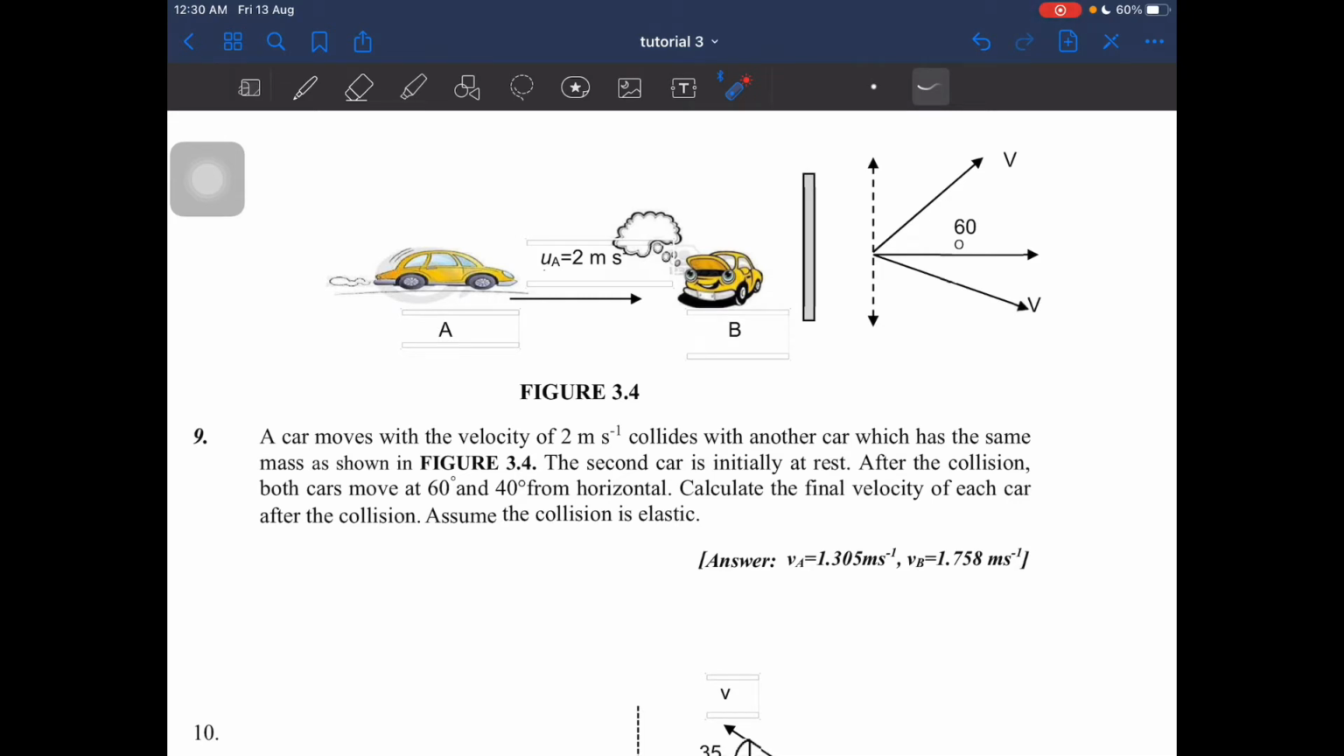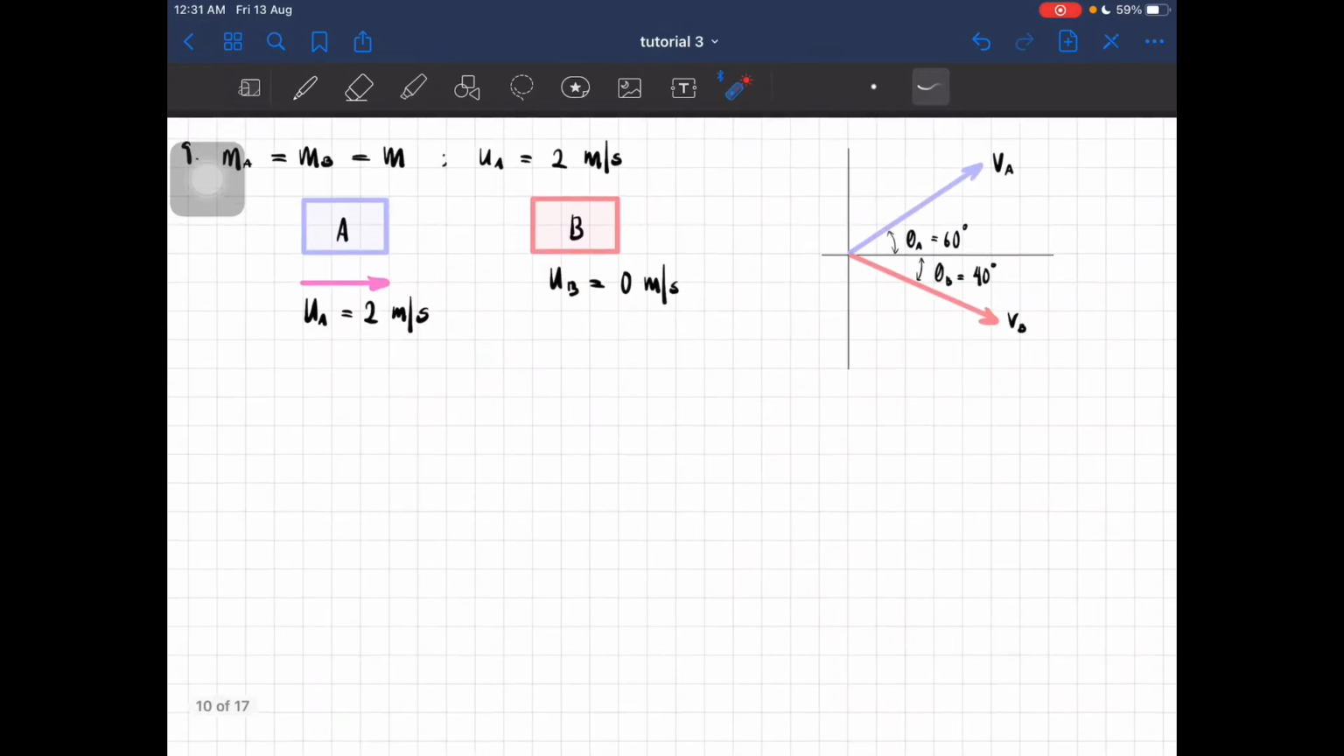I think what they forgot to write is "respectively". So what it said is VA would be going 60 degrees from the horizontal, while the second car, which is VB, is 40 degrees from the horizontal. Then you have to find the final velocity of each car after the collision, assuming the collision is elastic. Right, so this is the situation.